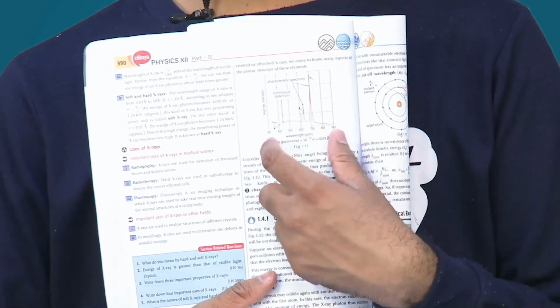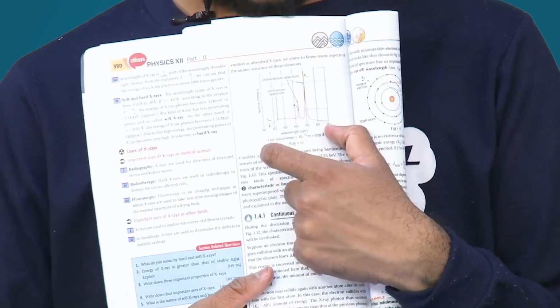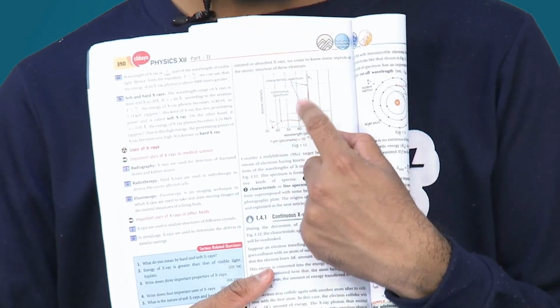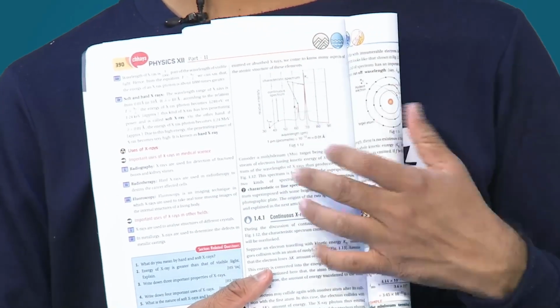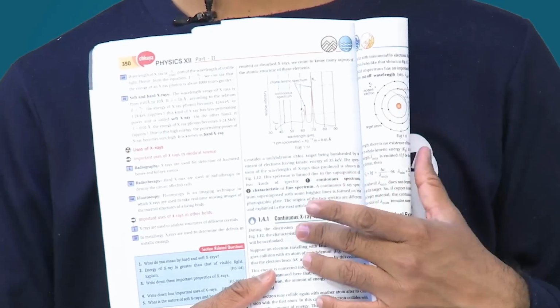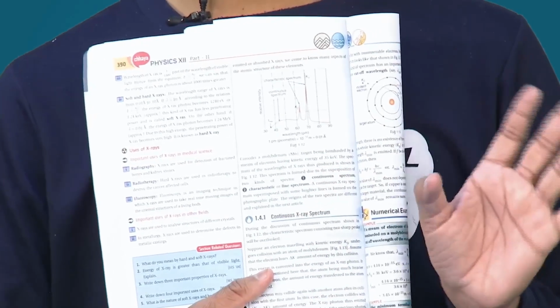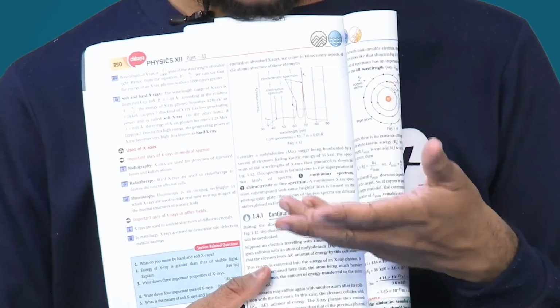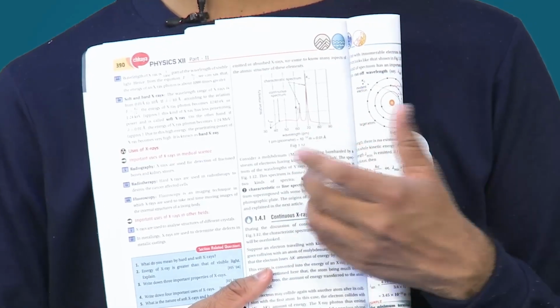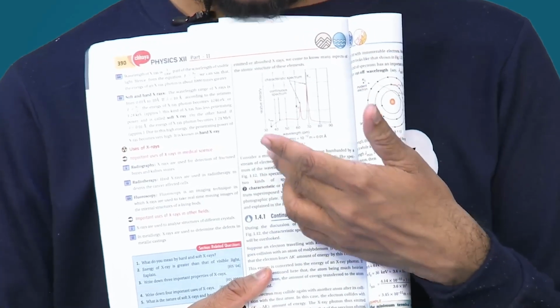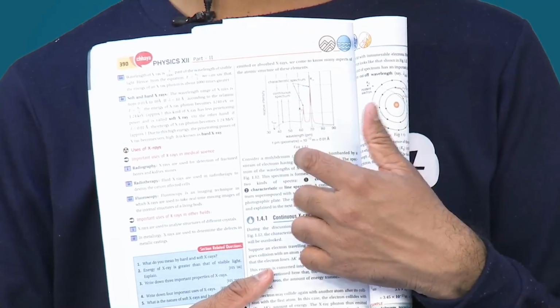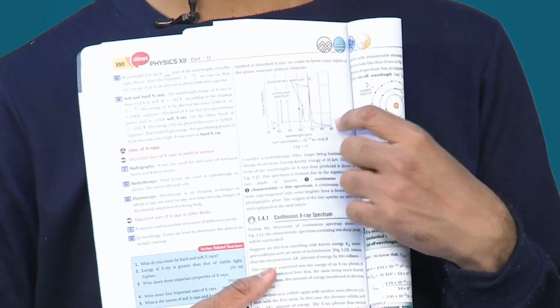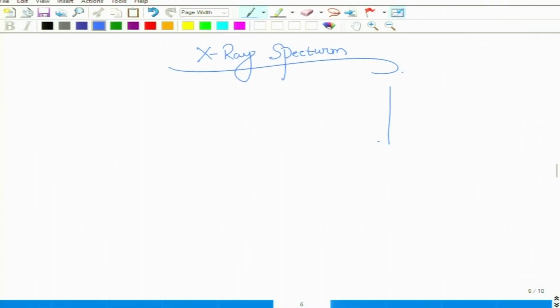So it's actually the superposition of two spectra. This is the continuous spectrum and there are just two peaks. This is the experimental result obtained with the molybdenum metal. Now we will discuss why this X-ray spectrum is obtained. There are two kinds of spectrum, continuous and the characteristic spectrum of X-ray. So let me draw it first because it's very, very important.